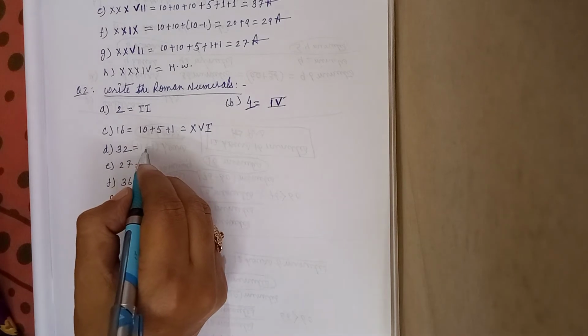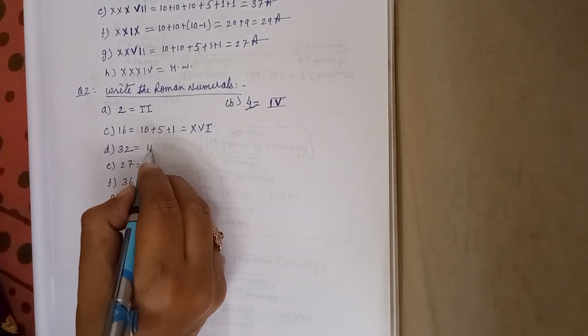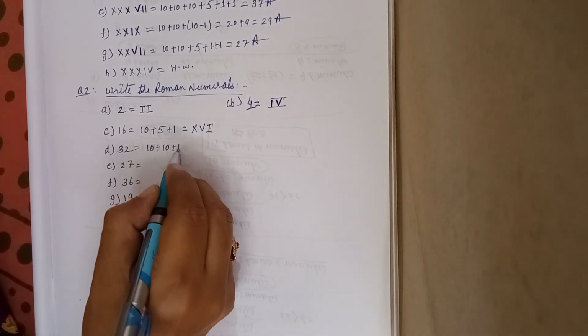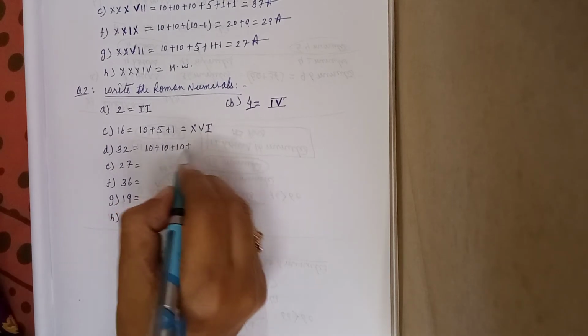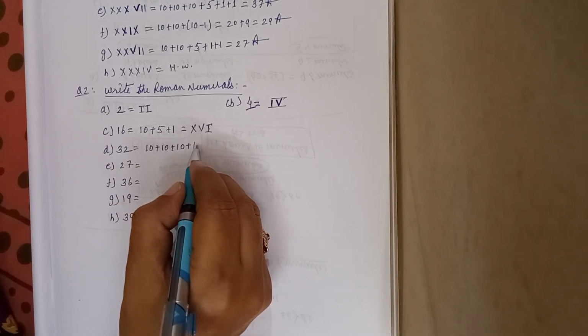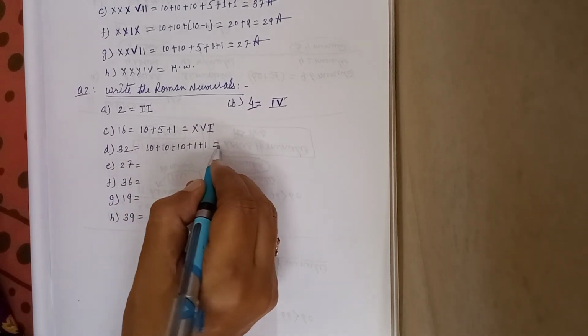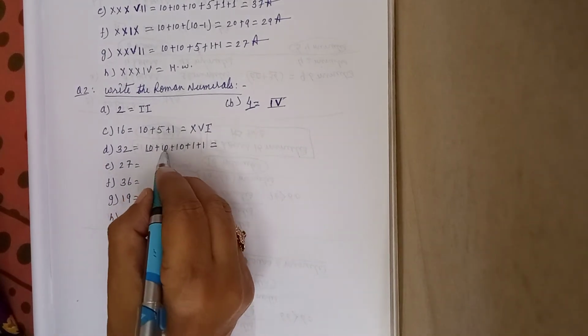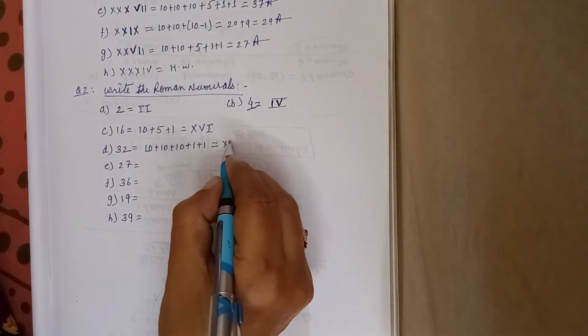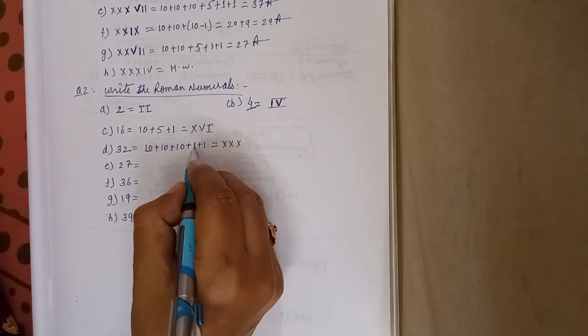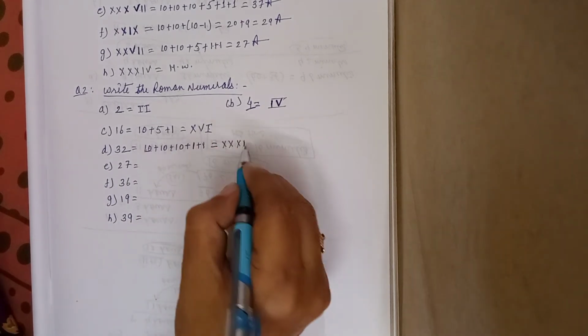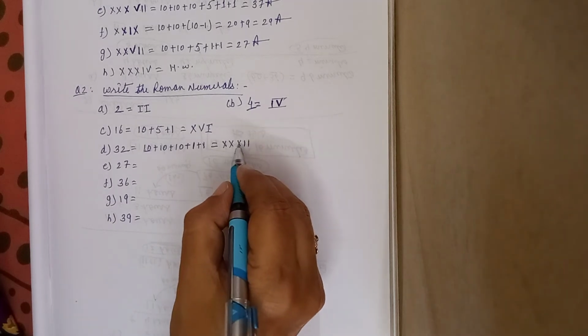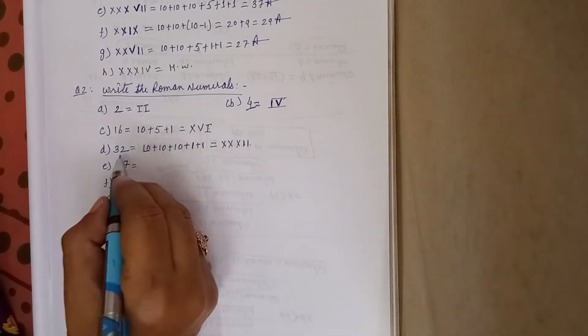Next में 32. Again 32 को expand it. 10 plus 10 20 plus 10 30 plus 1 31 plus 1 32. So for 10 we will write X. So X 3 times X. For 1 we will write I 2 times I. So XXXII stand for 32.